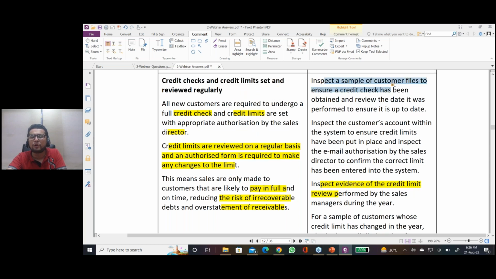You can inspect a sample of customer files. Select a sample of customer files. Make sure that the credit limit was proposed by the staff, approved by the director, and make sure the credit limit is up to date. Well done.